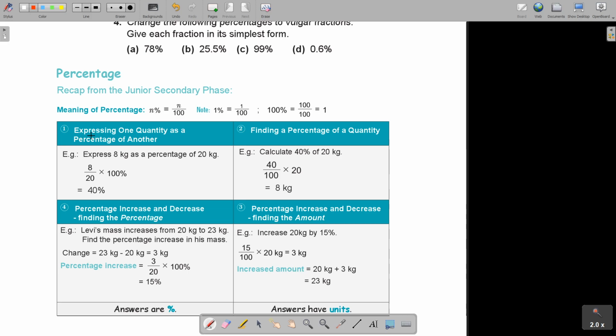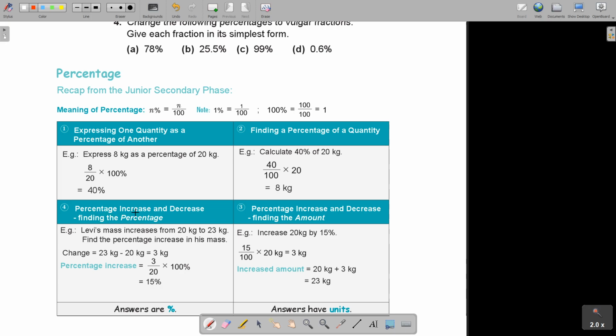So the one is express one quantity as a percentage of another. So 8 kilogram as a percentage of 20 kilogram. So you just make it a fraction and you times with 100%. Just make sure the units are the same. If they say find a percentage of a quantity, then in this case, because percentage means divide by 100, multiply by 20, and that's going to be 8 kilogram.